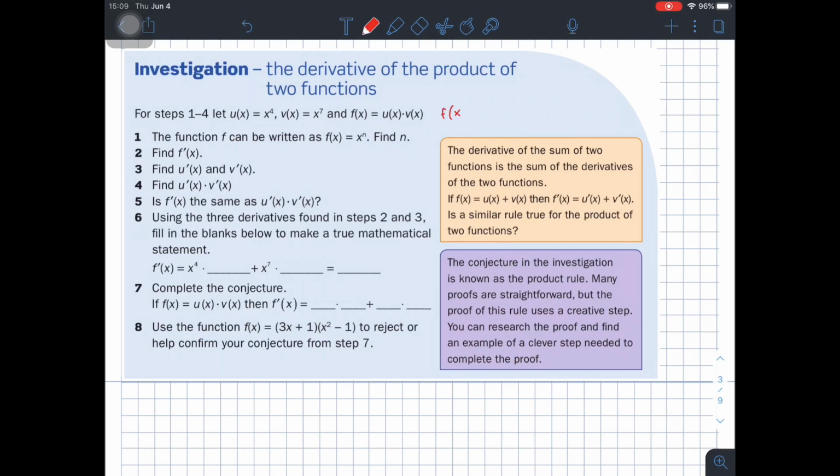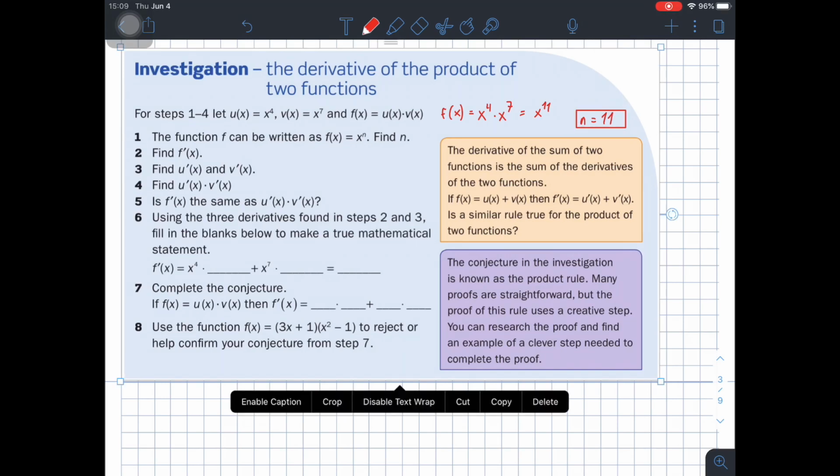Basically, if f(x) is the product of the two functions, we can say that f(x) is equal to u(x), which is x to the power of 4, times v(x), which is x to the power of 7. And if you remember products of exponents with the same base, this would be equal to x to the power of 11. So f(x) is basically x to the power of 11. So the value of n would be the exponent, which is 11. So n equals 11. This would be the answer for part 1.